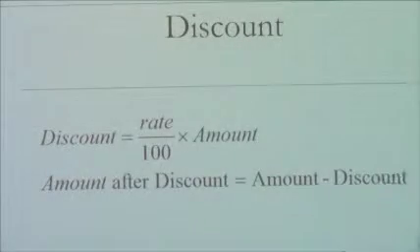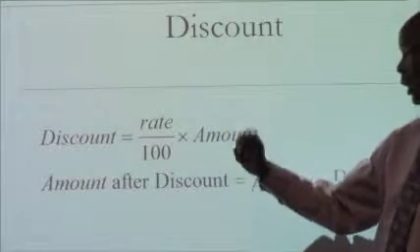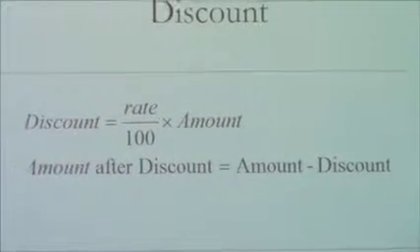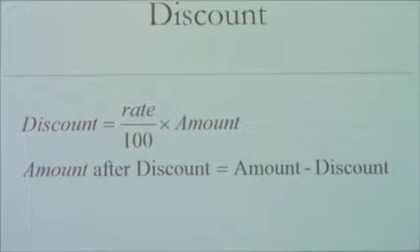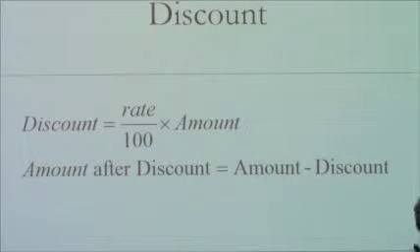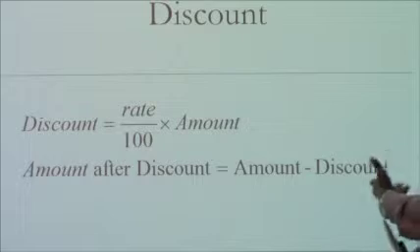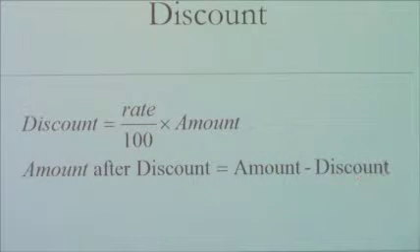So discount, in terms of formula, what is discount? To find a discount, you divide the rate by 100. That's basically converting the rate to a decimal and multiplying by the amount of sales, the actual cost. And the amount you pay after discount is equal to the amount that was being charged minus the discount, the selling price minus the discount.